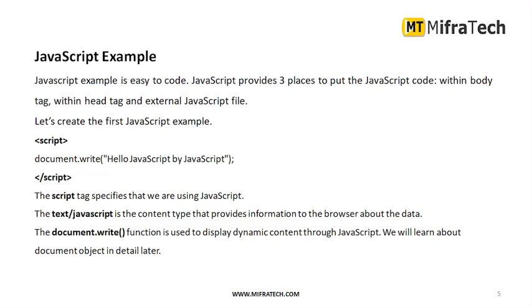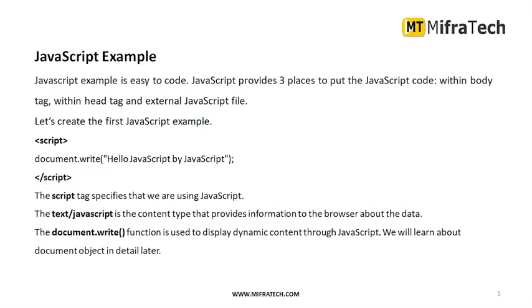Let's go to a simple example. JavaScript is easy to code. It provides 3 places to put the JavaScript code: within the body tag, within the head tag, and in an external JavaScript file. We can write it in whichever way suits our use. When we write an external JavaScript, we have to link it to the document.